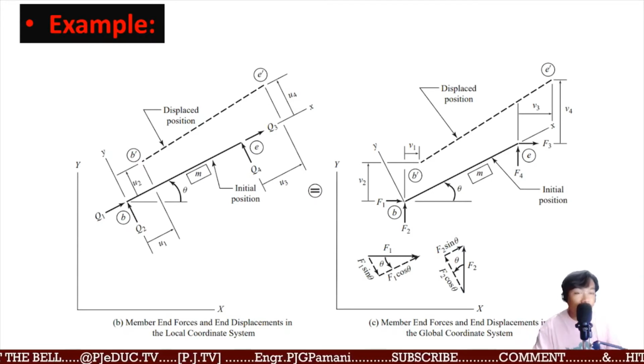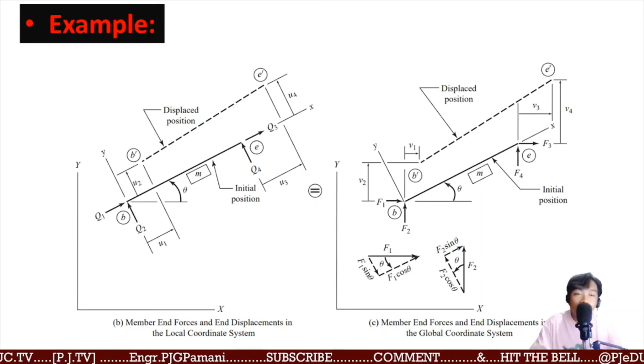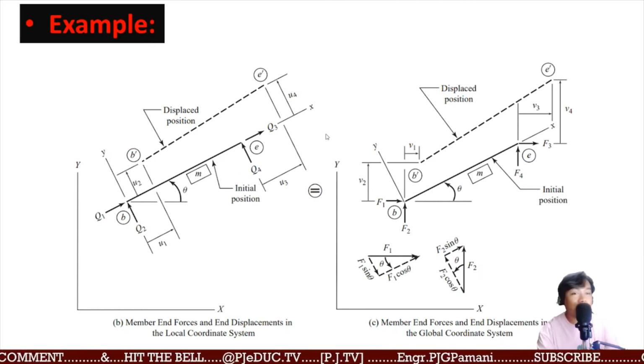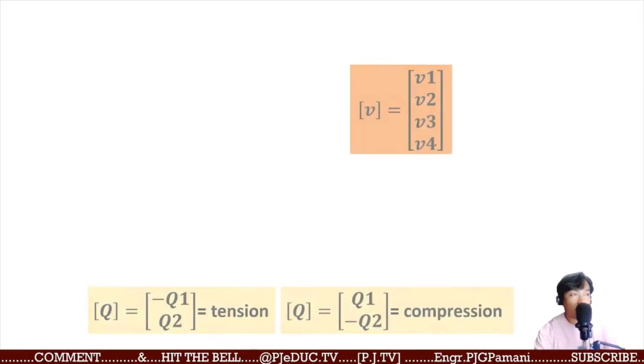As shown in this figure, the orientation of the member is relative to the global x and y coordinate system, which is defined by the angle theta, measured counterclockwise from the positive direction of the global x-axis to the positive direction of the local x-axis. Recall the stiffness matrix K, derived in the preceding section, which relates the member forces Q and end displacements U, described with reference to the local x and y coordinate system of a member.